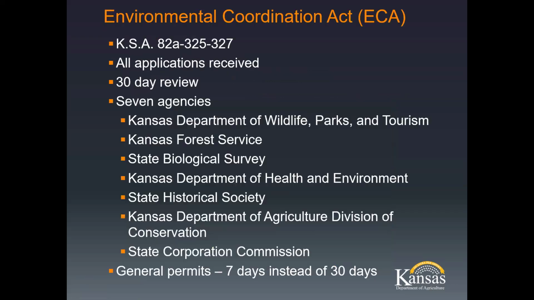So why does it take our application so long to be processed? Well, there's another law, 82A 325 to 327, that all applications received by the Division of Water Resources must go through a 30-day review by 7 state agencies: Wildlife and Parks, Forest Service, State Biological Survey, Kansas Department of Health and Environment, State Historical Society, the Kansas Department of Agriculture Division of Corporations, and the State Corporation Commission. So they have to stay there for 30 days.